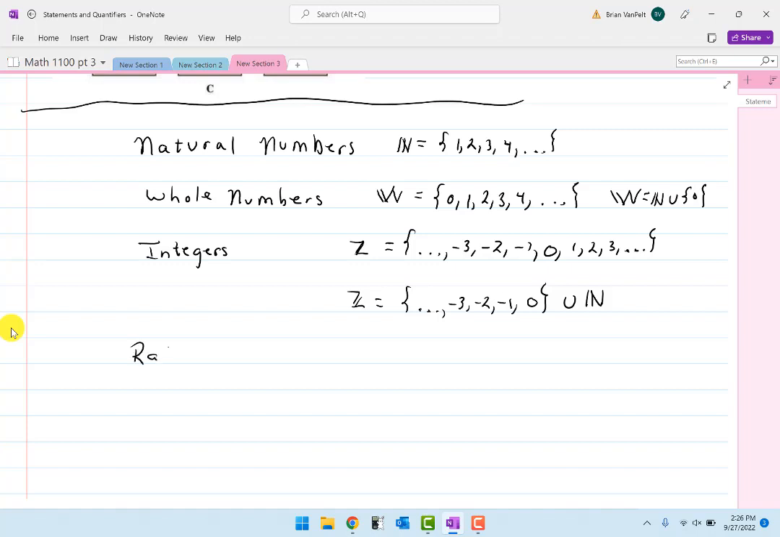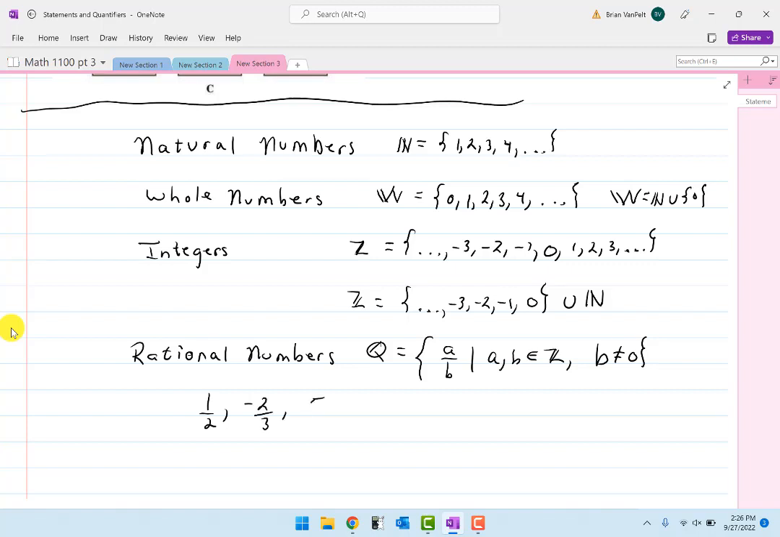The rational numbers are a difficult one to write down the set for. But these things are going to look like this. They're going to use Q for quotient. It's going to be all the items that look like this, a over b, such that a and b are integers. Additionally, b cannot equal 0. So examples of rational numbers are simple: 1/2, -2/3, 5/8, -27/4, or 5. I really don't care.